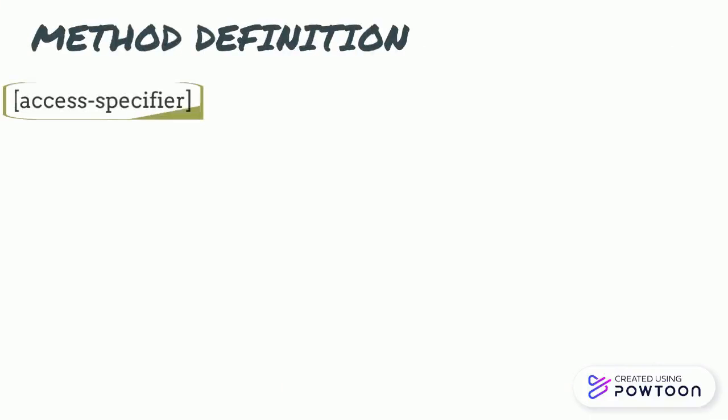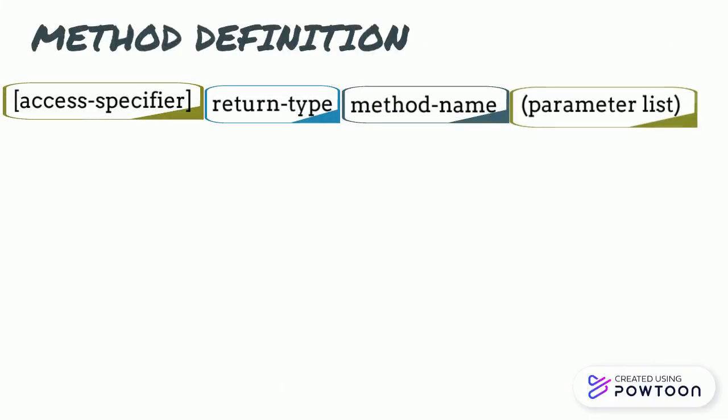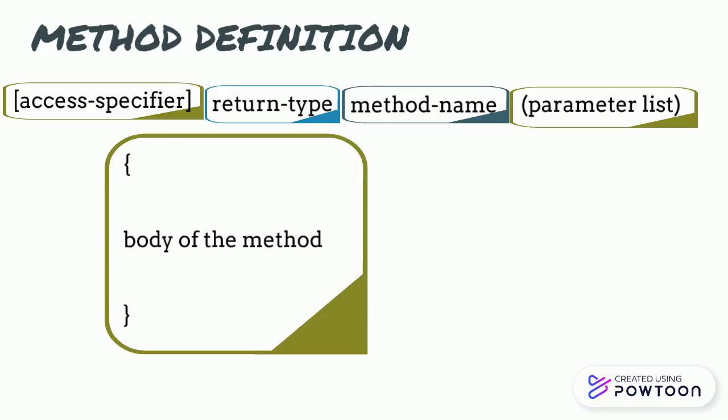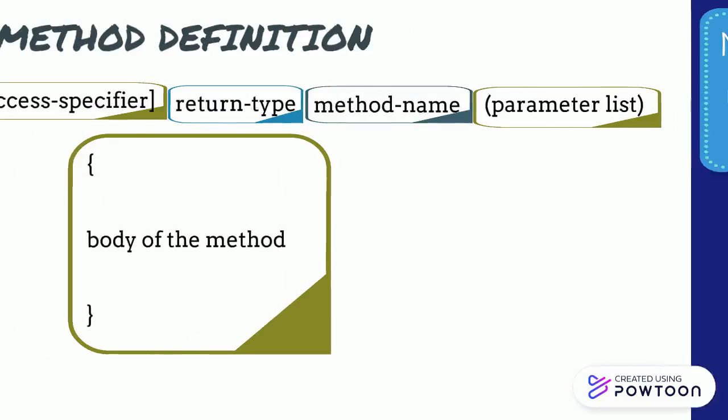The method definition follows a particular syntax. So the definition syntax has access specifier, return type, method name, parameter list, followed by the body of the method. We'll be looking at each of these in detail in this session and the following sessions.